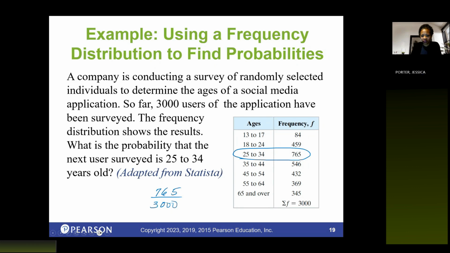Okay. So what do you think we would do? And I'm just skipping ahead just a little bit. What do you think we would do if we wanted to know what the probability is that the next user surveyed was not 25 to 34 years old? What would we do differently there? We want to know what's not 25 to 34 years old.